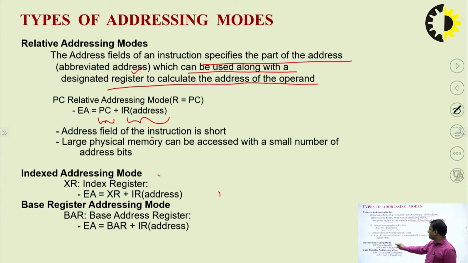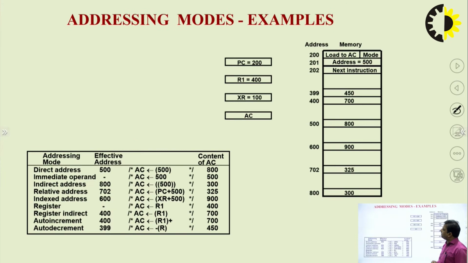Similarly, in the index addressing mode, the address in the instruction is added to the index register. Next, in the base register addressing mode, whatever address is given within the instruction is added to the base register. So these are the different types of addressing modes. Let's see with the help of an example.